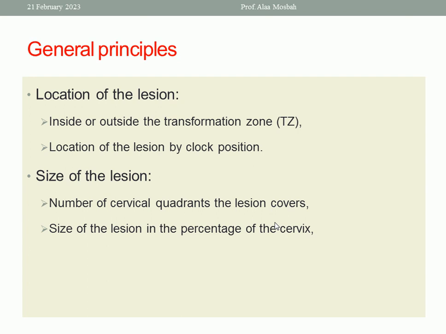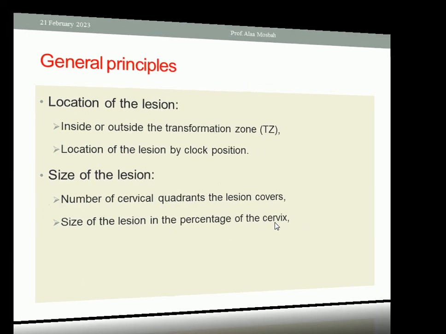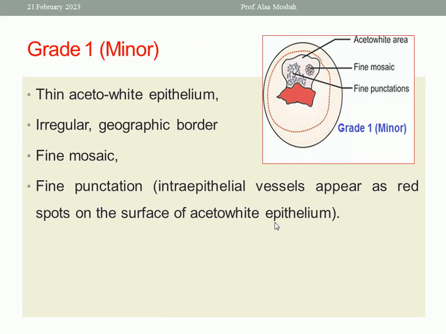What about the size of the lesion? How can we know the size of the lesion? By the number of cervical quadrants the lesion covers, and the size of the lesion as a percentage of the cervix. Okay, is it covering one quadrant, or more than that, and so on. What is the percentage of the lesion in relation to the cervix, and so on. So the size and the location of the lesion are very important.